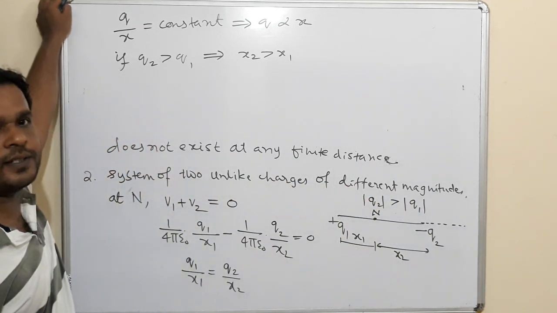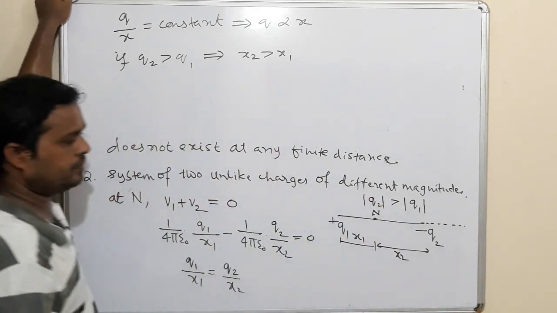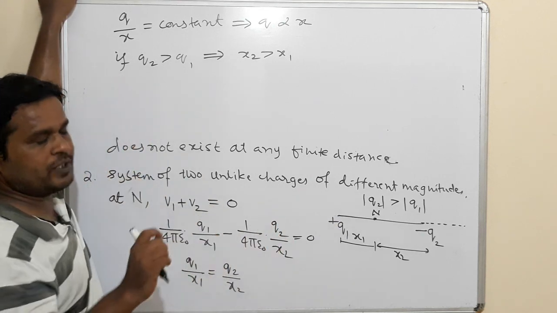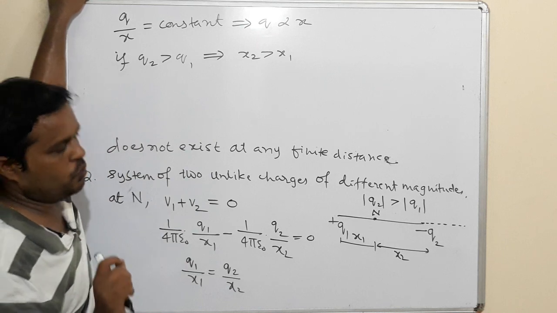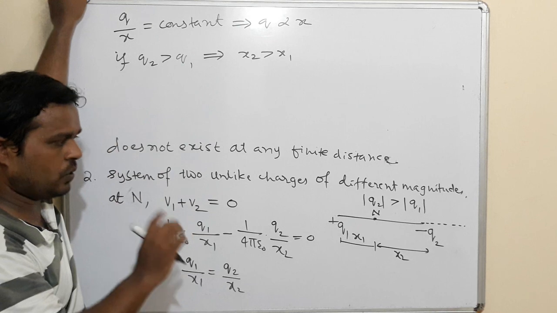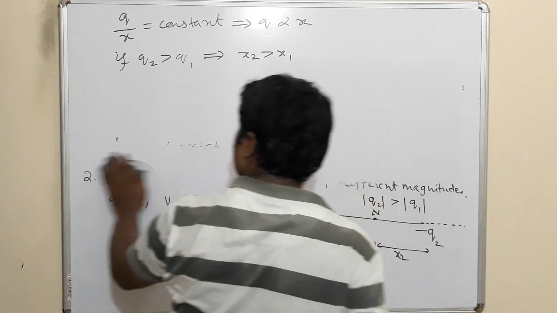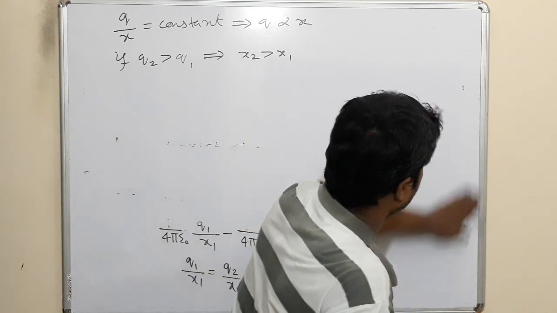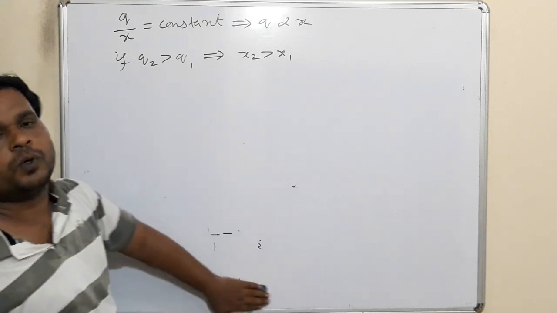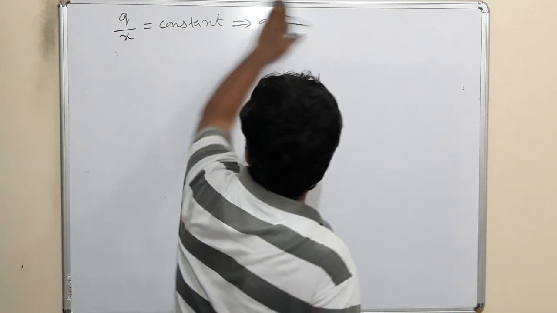How many neutral points exist? Two neutral points. One will be outside the charges, one will be inside, and in both cases that neutral point exists. What does a neutral point refer to? The neutral point is a point at which electric potential is 0. It exists in two positions, one in between the charges and one outside the charges, only for a system of unlike charges, not similar charges.